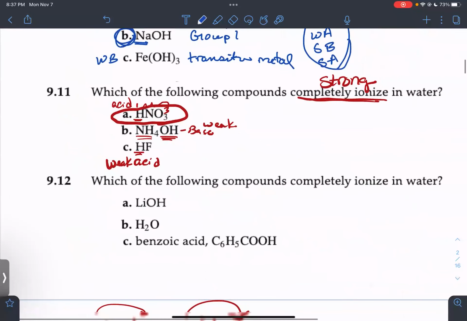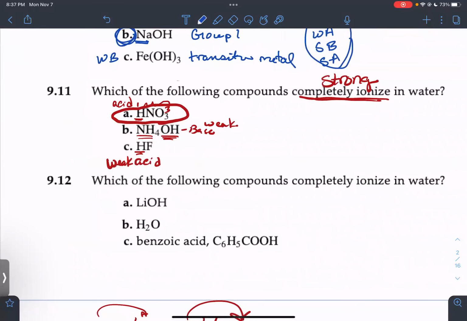Okay. So remember how I kind of said that you can look at the different strong and weak and tell, does it completely dissociate in water? And dissociate means turn into ions. So does it completely break apart in water? Okay, so LiOH. LiOH is a group 1. So group 1 is strong. So that's going to go all the way to completion.